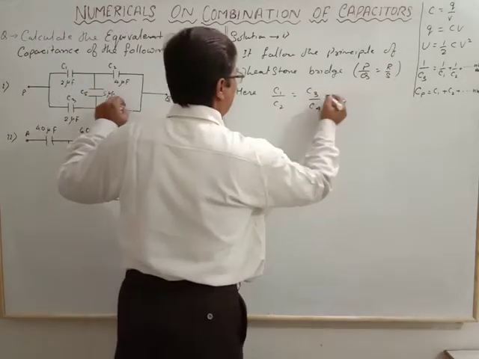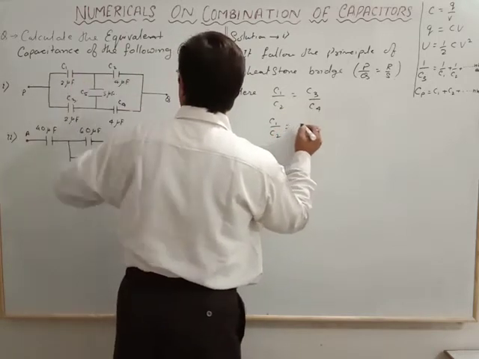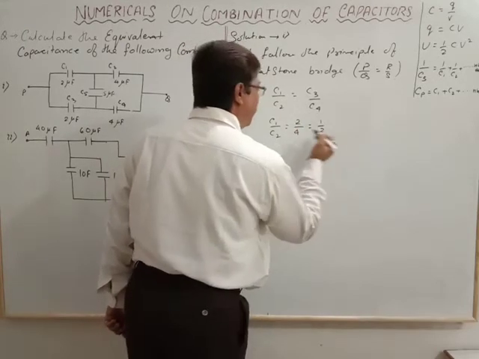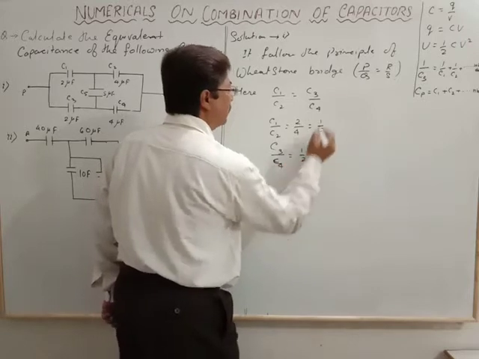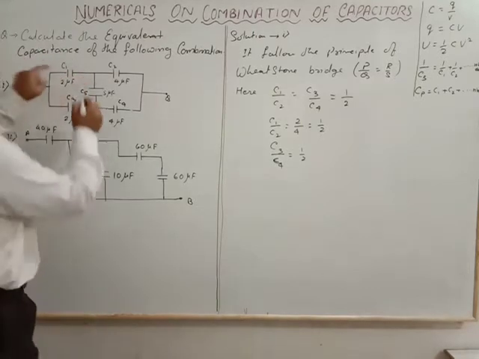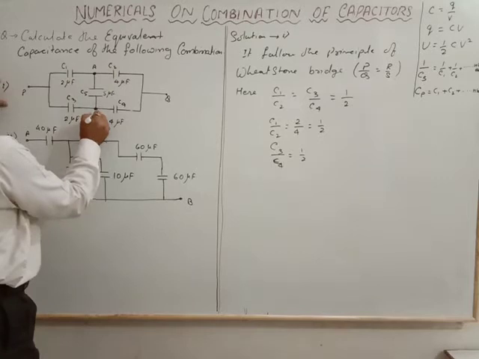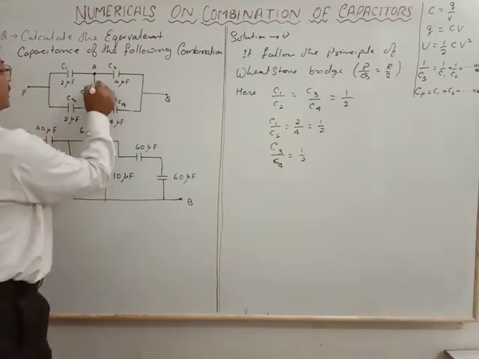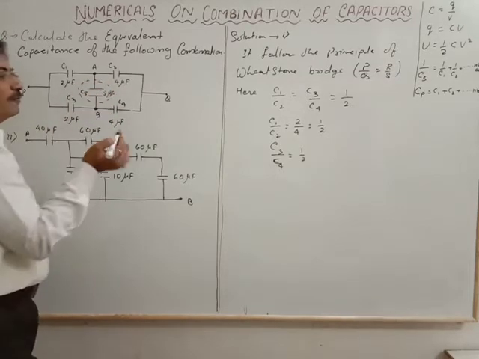For C1 by C2, the ratio is 2 by 4, that is 1 by 2. For C3 by C4, here also it is 1 by 2. That means both have the same ratio, which shows that the potential at this point, let it be A, and this point, let it be B, is the same. So in that case, this capacitor is not functioning. This capacitor has no meaning.